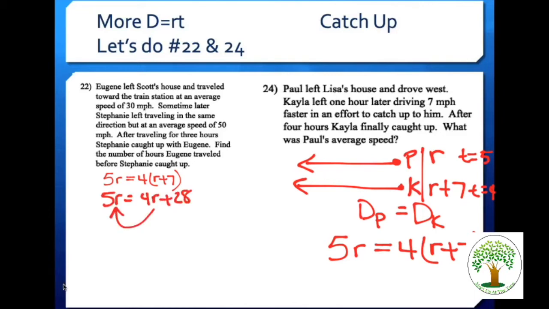Yeah. 28 what? I'm laughing at myself for doing that. 28 miles per hour. What did you get? 28 miles per hour.